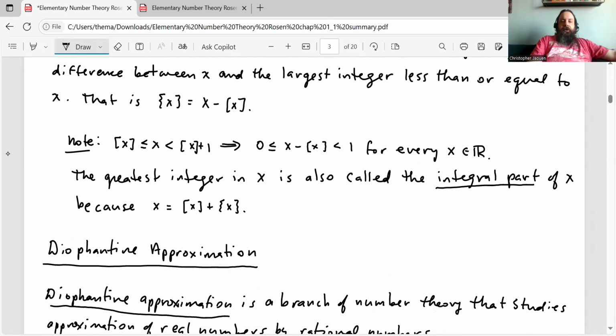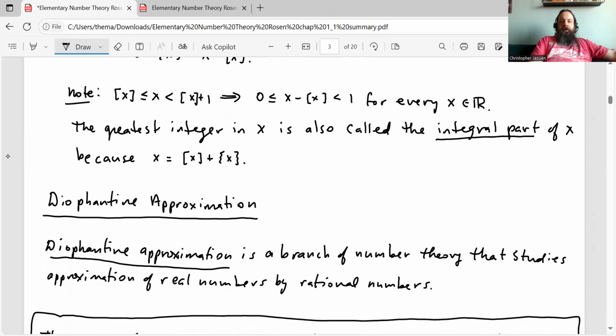R. The greatest integer in x is also called the integral part of x because x equals the greatest integer of x plus the fractional part of x. Right. So in other words, the fractional part of x is always between 0 and 1, greater than or equal to 0, strictly less than 1.